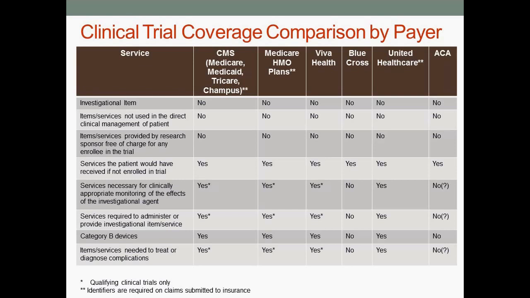Now, over the past year, Viva Health and United Healthcare have both come on board and cover Category B devices, which has been a big help. But if you're doing device studies, I recommend you keep this table handy. Because it's not just the device, it's anything that happens after they've been implanted with the device, and you want to make sure that they're covered as well. So if they have an adverse event or a malfunction, you want to make sure that their insurance company is going to be able to cover them.